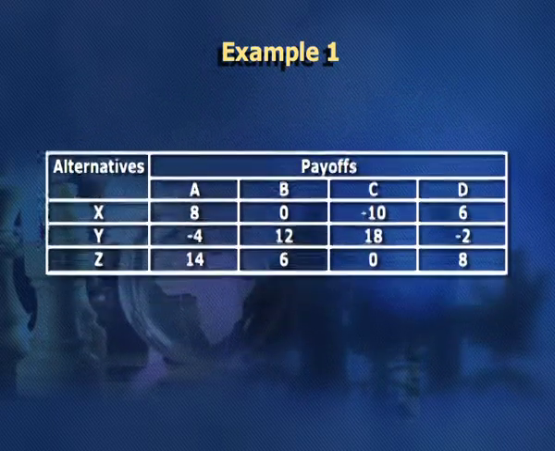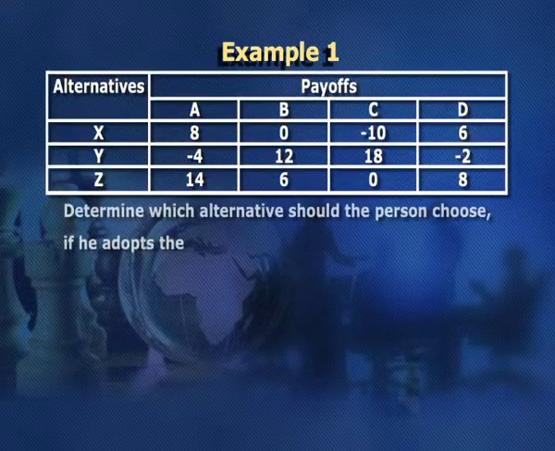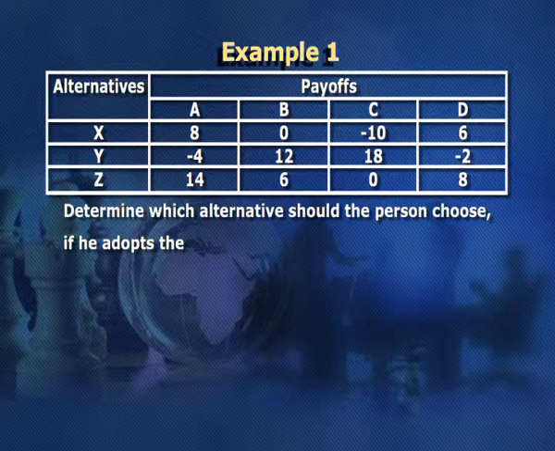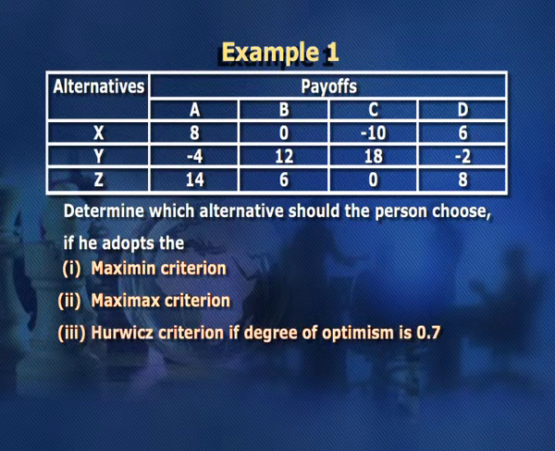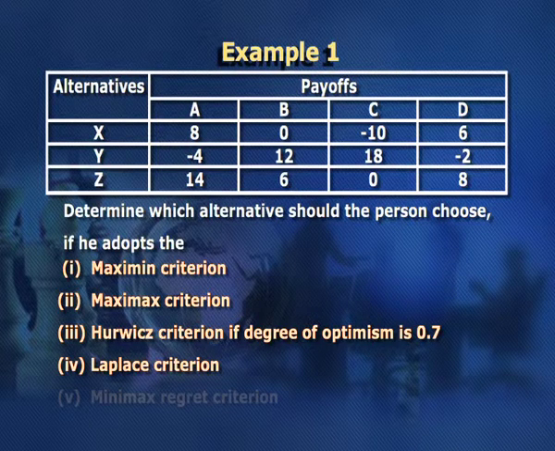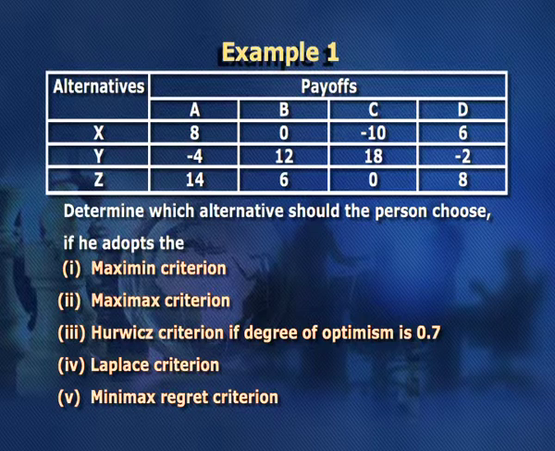Question is, determine which alternative the person should choose if he adopts number 1, Maximin criterion, number 2, Maximax criterion, number 3, Hurwitz criterion if the degree of optimism is 0.7, number 4, Laplace criterion, and number 5, Minimax regret criterion.